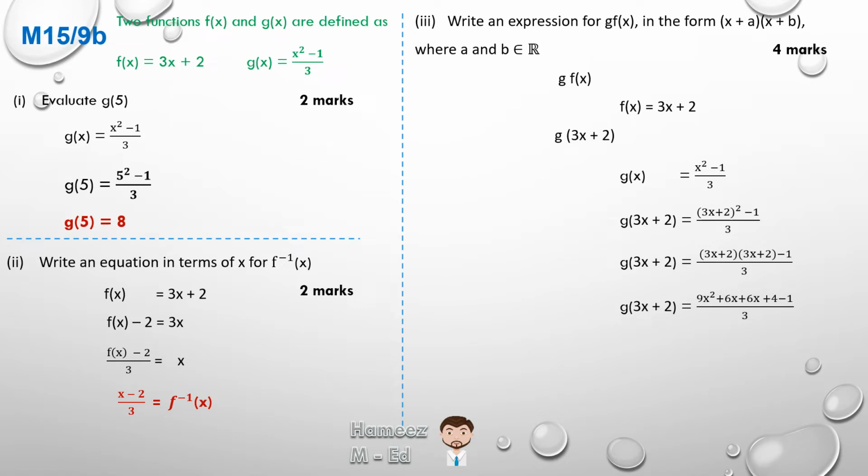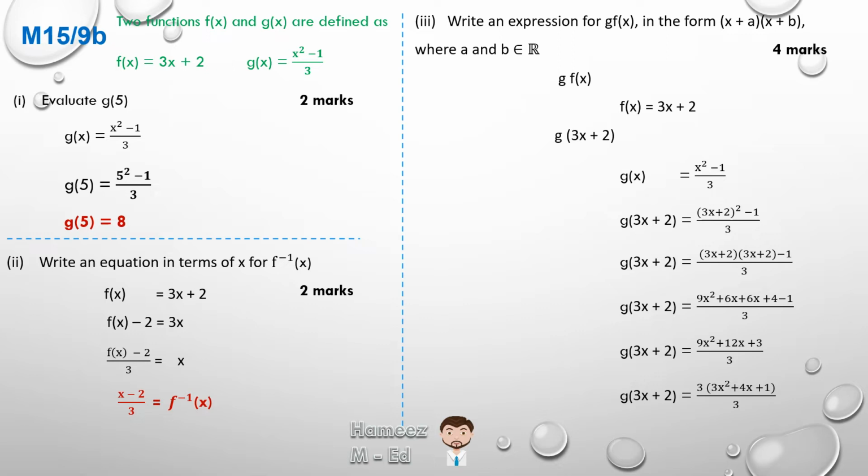And if we simplify that, we will get 9x squared plus 6x plus 6x is 12x, plus 4 take away 1 is 3. 9x squared plus 12x plus 3 all over 3. And we can factorize from the top, we can take out 3. So it will be 3 times 3x squared plus 4x plus 1. And we could double check that 3 by 3x squared is 9x squared, 3 by 4x is 12x, 3 by 1 is 3, all over 3.